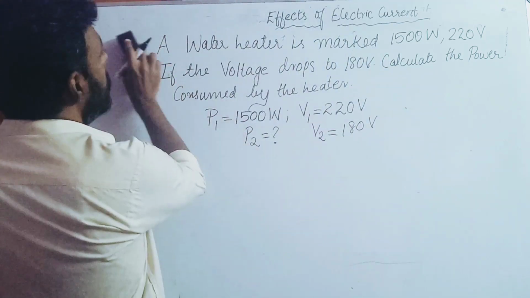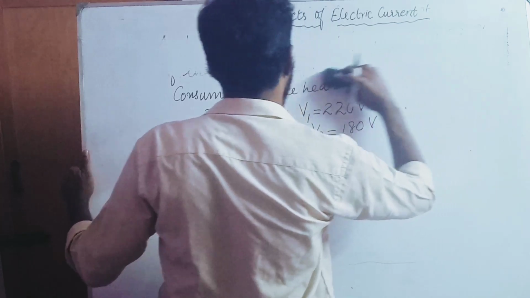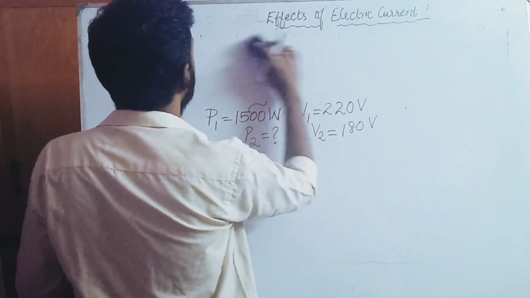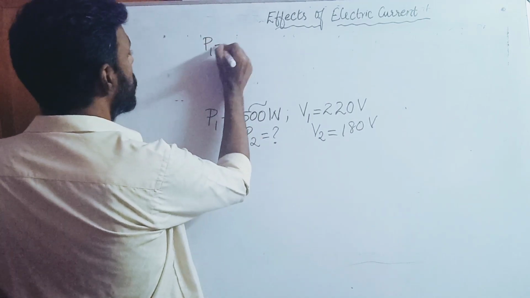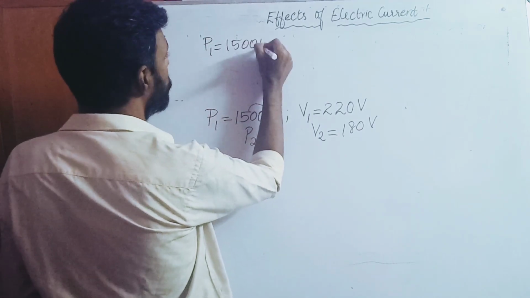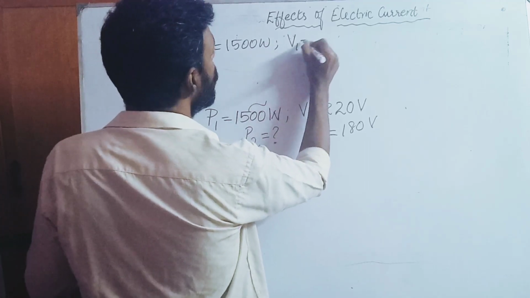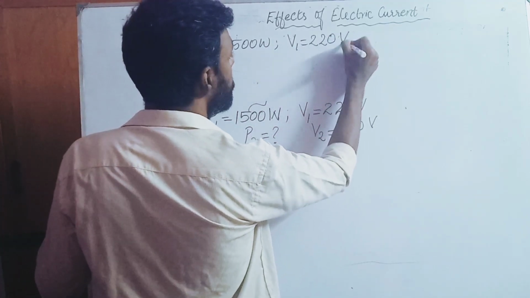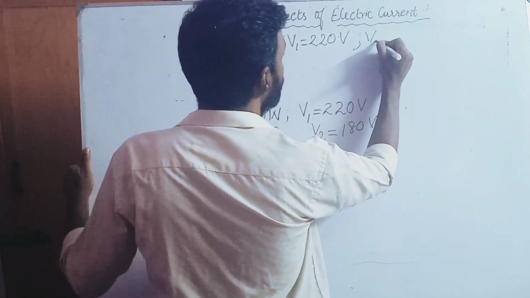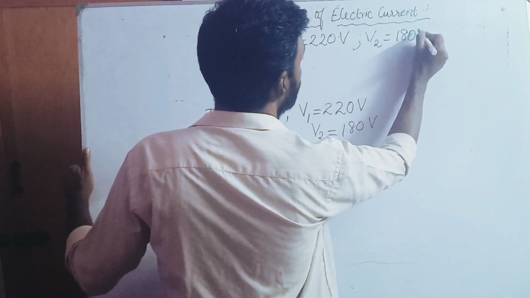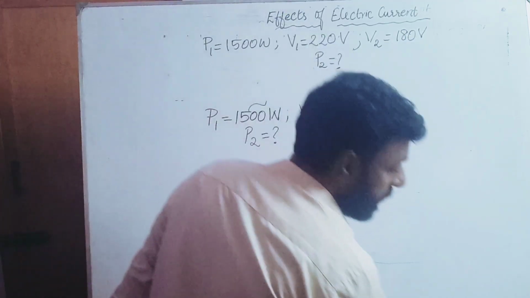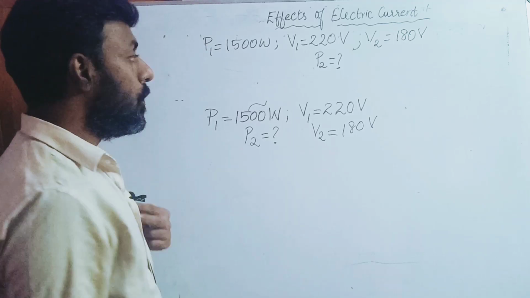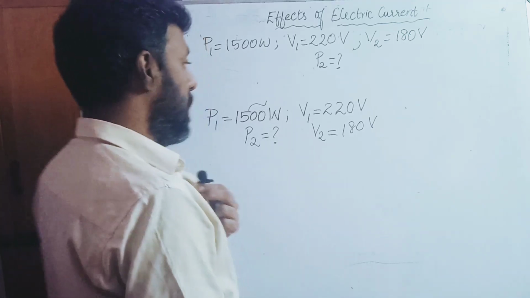So how do we do this? P1 equal to 1500 watts, V1 equal to 220 volts, V2 equal to 180 volts. They are asking us to find the value of P2, that is the power consumed by the heater when there is a drop in voltage level.